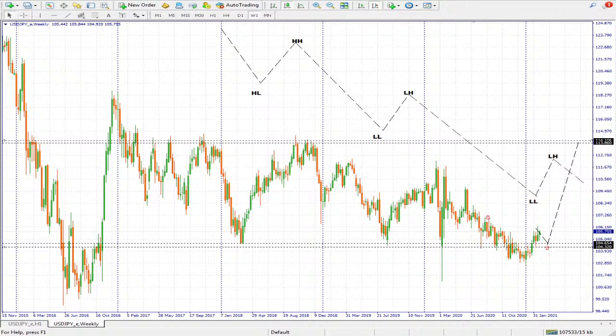Wait for bearish pin bar candles. Wait for bearish engulfing candles. Look for bearish inside bar candles, and all those candles which indicate a sell. Look for them in this type of trend.